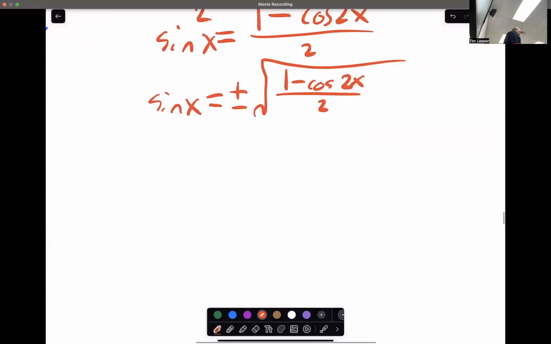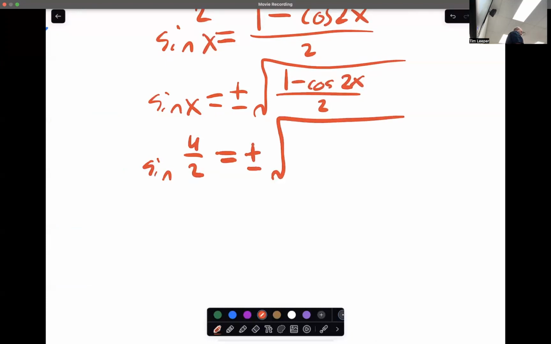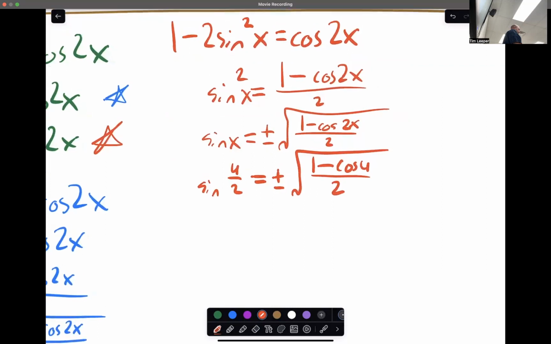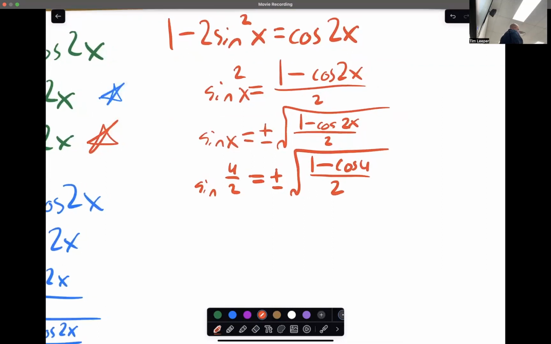And by the same reasoning, that tells me that the sine of u over 2, the half angle identity for sine, is equal to plus or minus the square root of 1 minus cosine of u all over 2. But you can, of course, replace the u with an x instead if you want. Good deal. So we've just proven the half angle identity for sine.